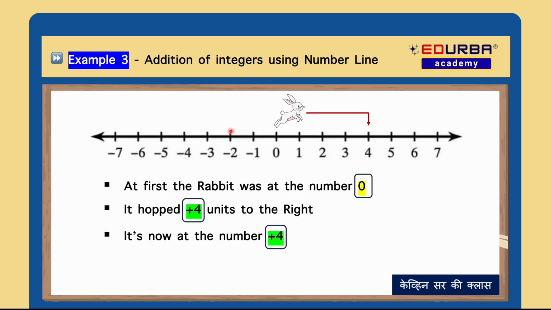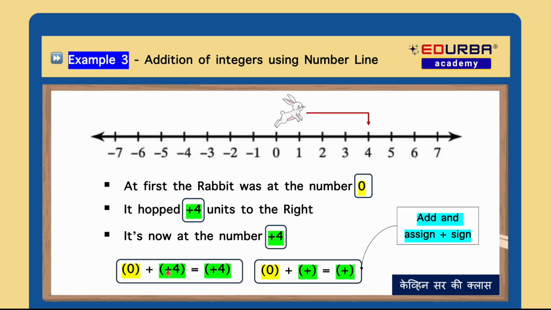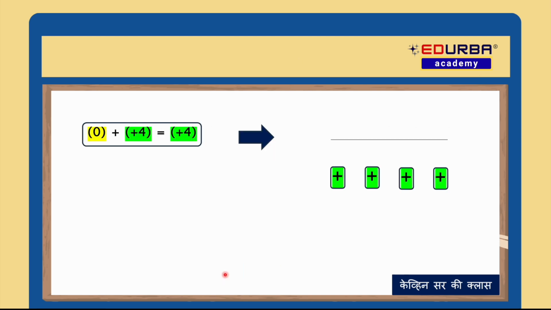In this example, the bunny was at 0 and then it hopped 4 positions to the right, and where did it reach? Plus 4. Now we can show that mathematically. 0 plus 4 is equal to plus 4. Now whenever we have 0 as one of the numbers in addition, we can simply ignore it, and the next number, which is 4, along with its sign, is your answer. So this plus 4 is your answer. You can show that with the sign boxes. 0 means nothing, and then we have 4 positive blocks. So how many total boxes do we have? 4 positive boxes, and that is what is shown here.